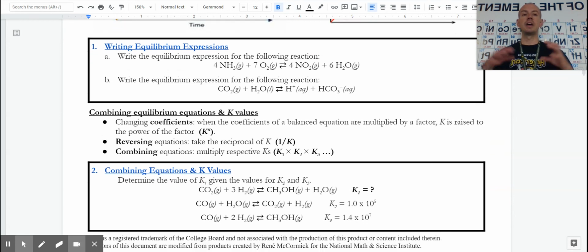Throughout this unit, the practice problems are on a separate document with their work and answers, and there's videos for them. So really good to get some practice writing your equilibrium expressions.